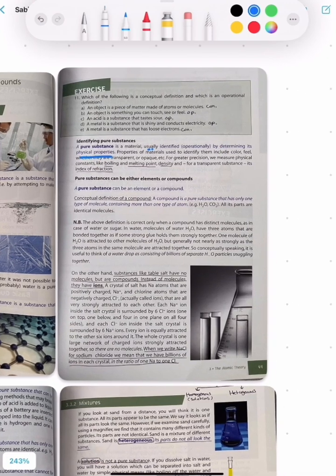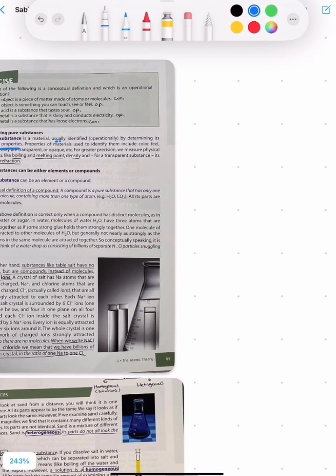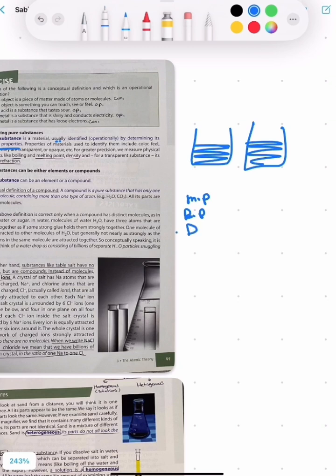Let's say we have two different glasses of liquids. Both of them have liquid inside with no color. How can I determine which one of them, for example, is water? By using their physical constants: melting point, boiling point, density. All of these should be constant. For water, you know the melting point is 0 Celsius, boiling point is 100 Celsius, density is 1 gram per cubic decimeter.